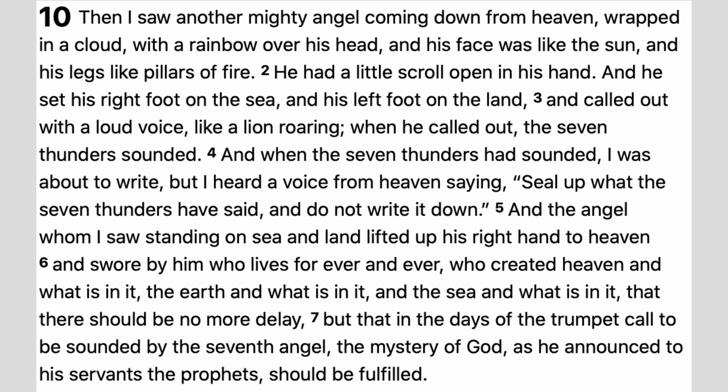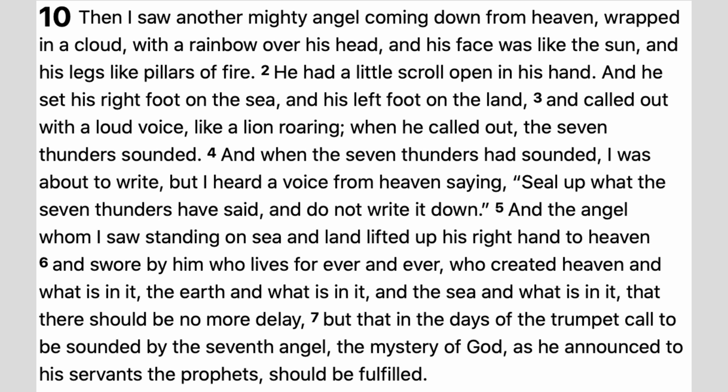And his face was like the sun, and his legs like pillars of fire. He had a little scroll open in his hand, and he set his right foot on the sea and his left foot on the land, and called out with a loud voice like a roaring lion. When he called out, the seven thunders sounded.